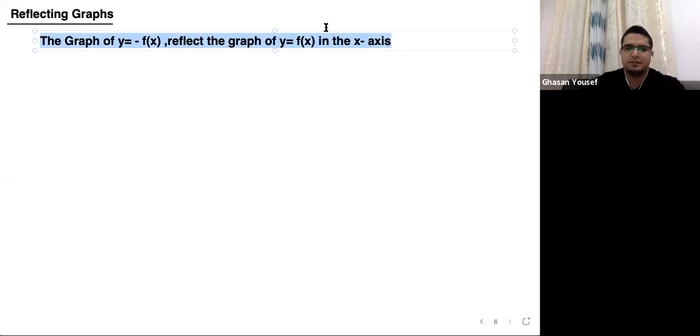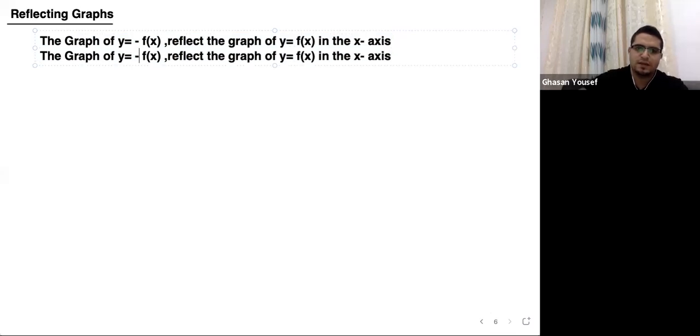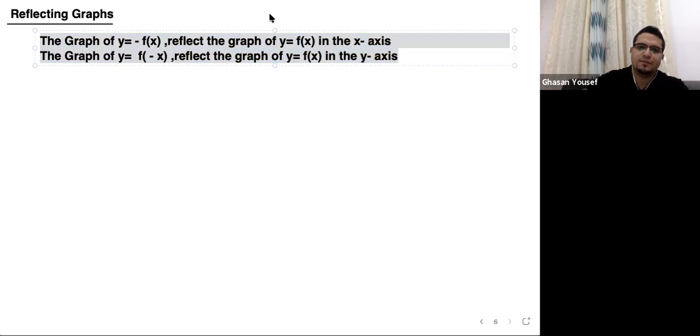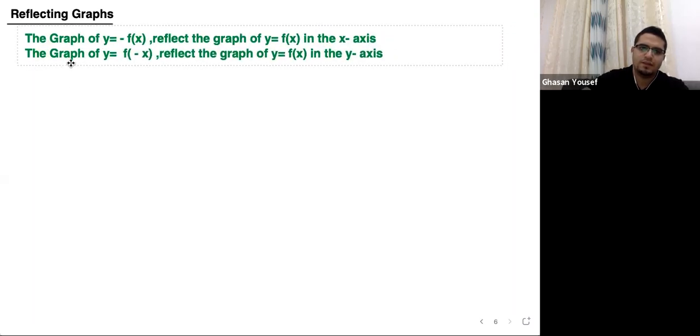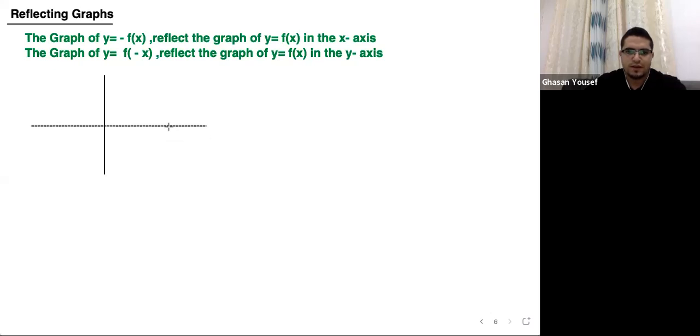Okay, now to graph the function, if the minus is inside the function, if it's inside like this, so we reflect the graph of y equals f of x in the y-axis or around the y-axis. Okay, let me explain, let me graph. So suppose my function looks like this. This is my graph of the function.